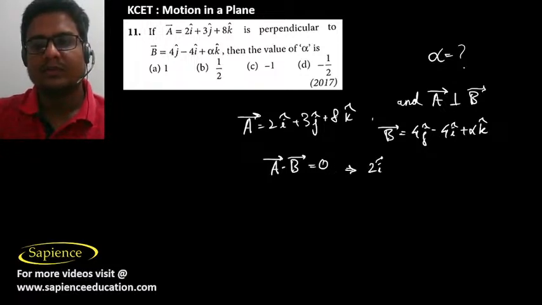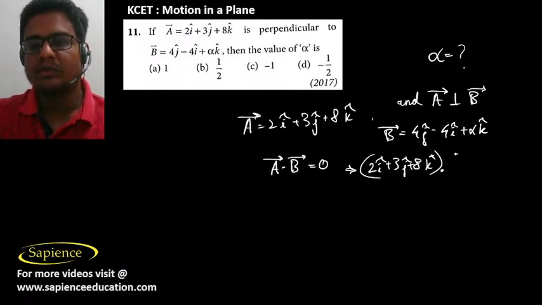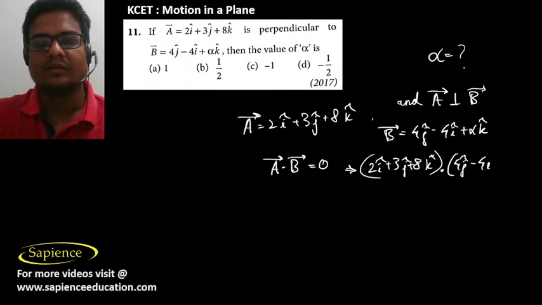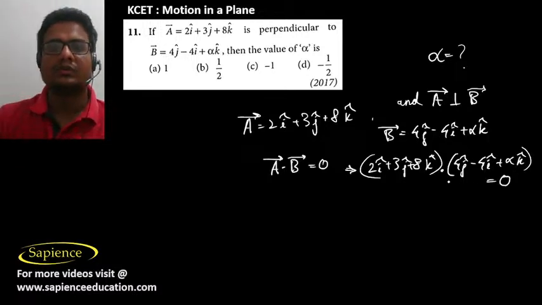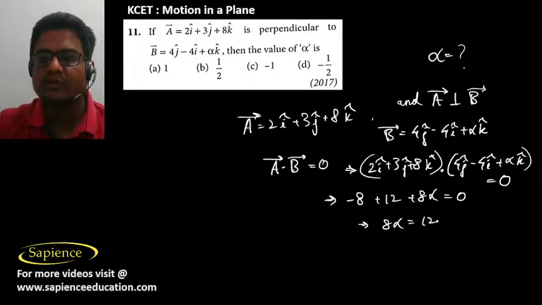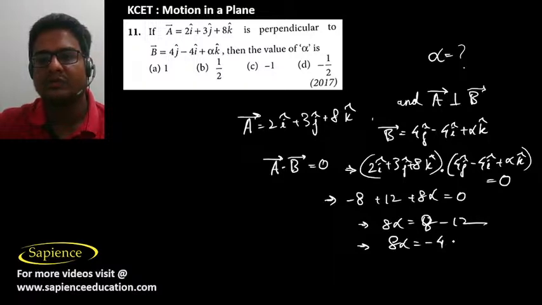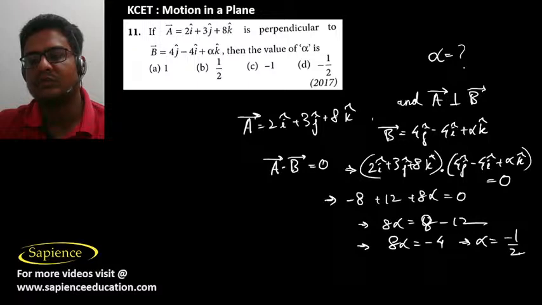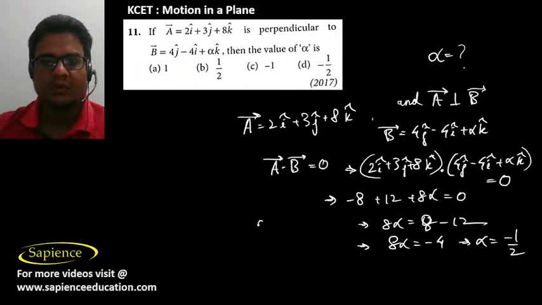So therefore, (2i cap plus 3j cap plus 8k cap) dot product with (4j cap minus 4i cap plus alpha k cap) should be equal to 0. So 2 into minus 4 is minus 8, plus 3 into 4 is 12, plus 8 alpha should be equal to 0. Therefore 8 alpha should be equal to 8 minus 12, so 8 alpha is equal to minus 4. So alpha should be equal to minus 1 by 2. So option D is the correct answer.